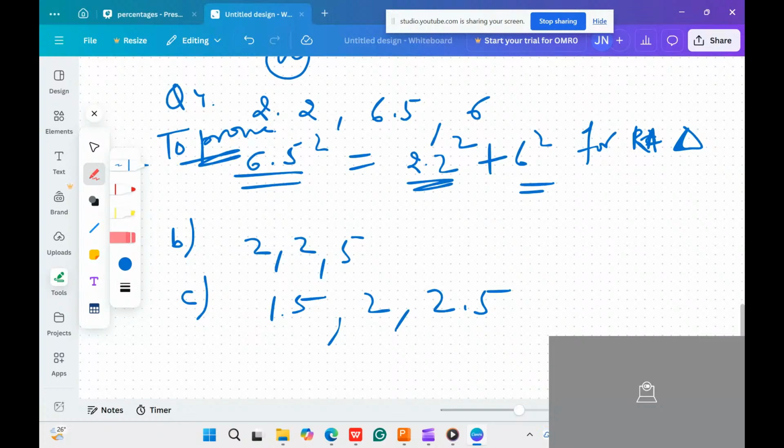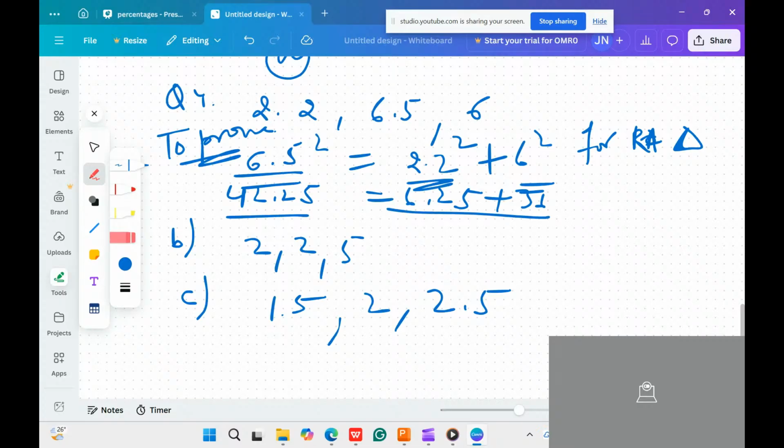All right. So the first one, A part, it is 6.5 square is 42.25, and this is 6.25 plus 36. So both the sides are coming equal. Okay, it should not be equal. Calculation should be done.